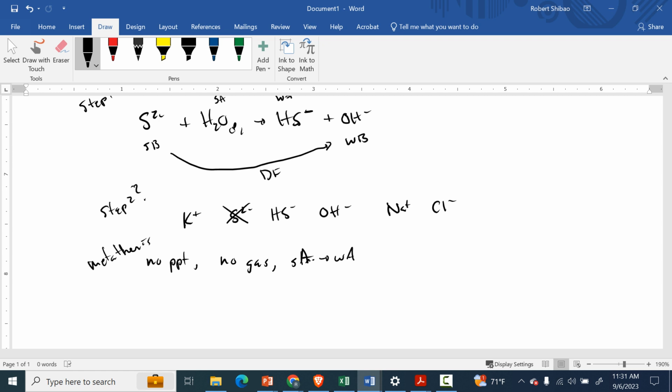Well, what's the strongest acid present? The strongest acid present will be HS minus. And what's the strongest base? OH minus. But if we look at this reaction, look at the reverse reaction. It's between HS minus and OH minus. What does that form? Sulfide and water. Is that going uphill or downhill? Uphill. So no, that's uphill. So there's no metathesis.